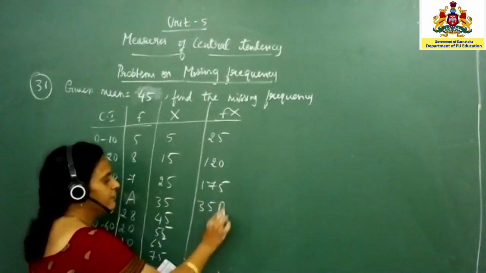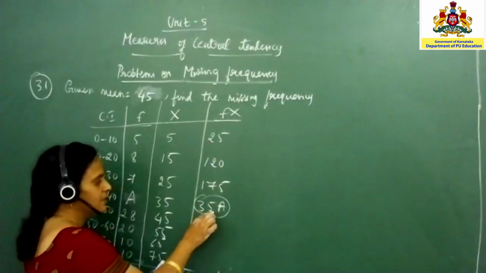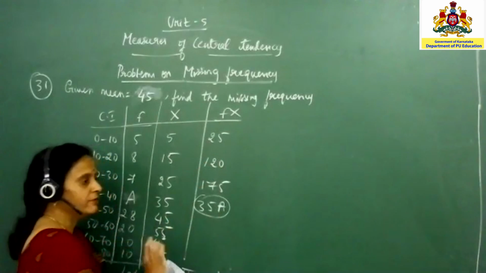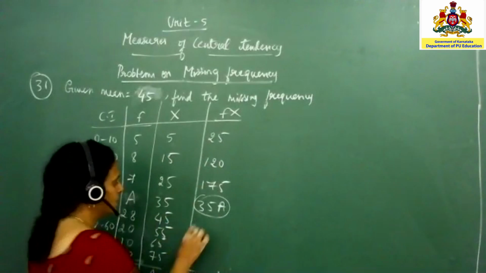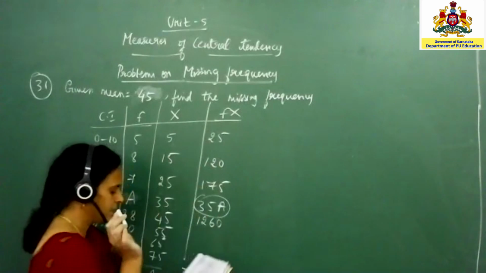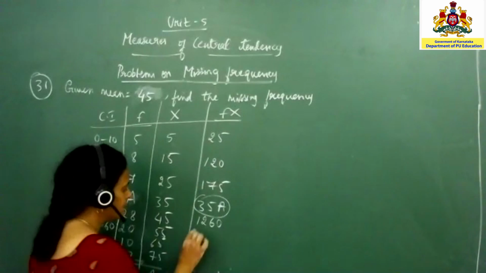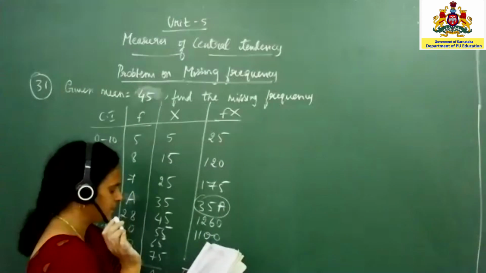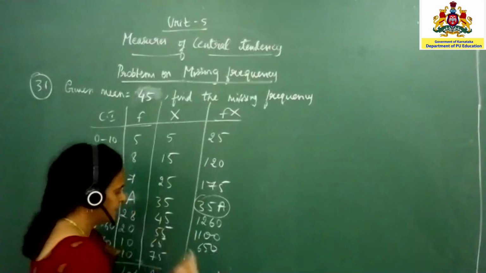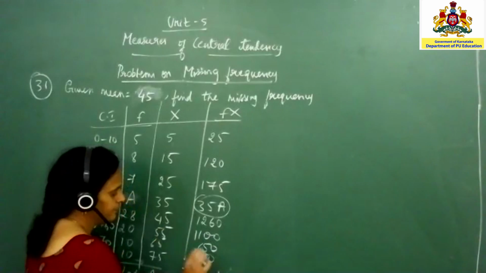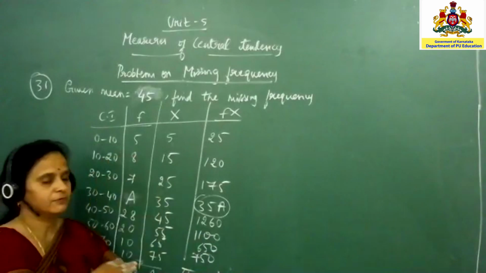So I have to write 35 here. I'll just round up such that this 35 I won't take whenever I'm just going to start with the addition. Okay. So the next number is 1260. Next number is 1100. Next number is 650. Next is 750. Okay. So the table work is over.